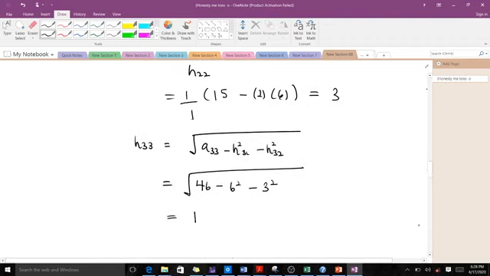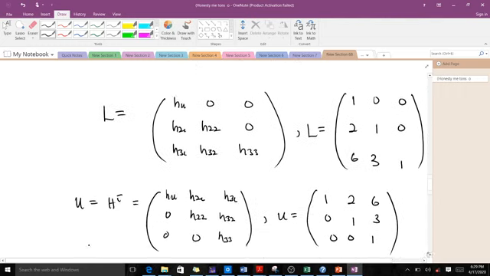So you know that we are getting all these from the Cholesky algorithm. Or as I said, you can also do matrix multiplication and compare by equality of matrices. So we have our h33 equal to the root of a33 minus h31 squared minus h32 squared. Our a33 is 46. Our h31 we've computed to be 6, and our h32 is 3, which we just computed. When you put everything in, you're going to get h33 to be 1. Right. So now we have found all the 6 unknowns.